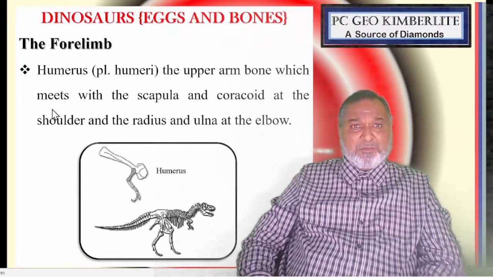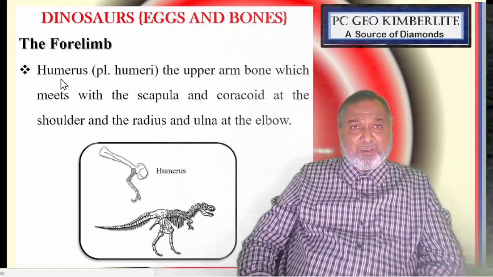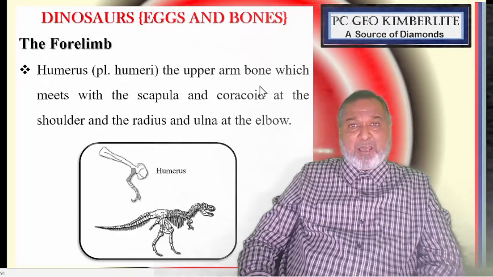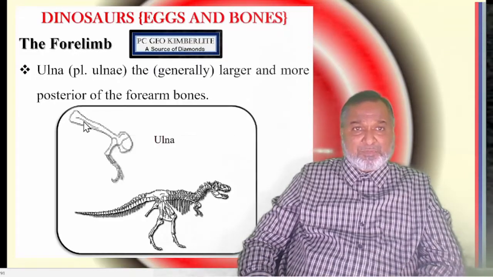The forelimbs, and in the forelimbs we have the humerus. Humerus is the upper arm bone which meets the scapula and coracoid at the shoulder and the radius and ulna at the elbow.